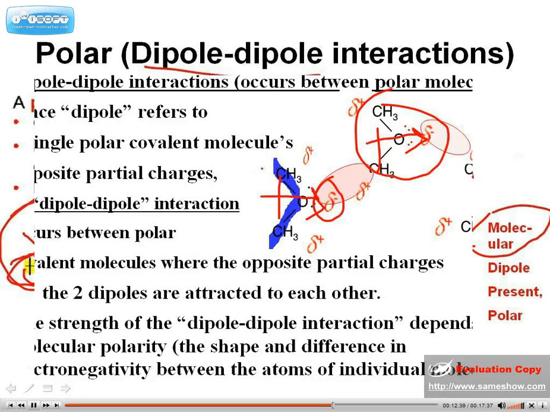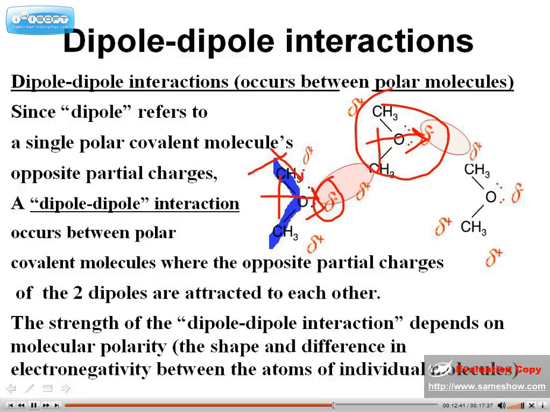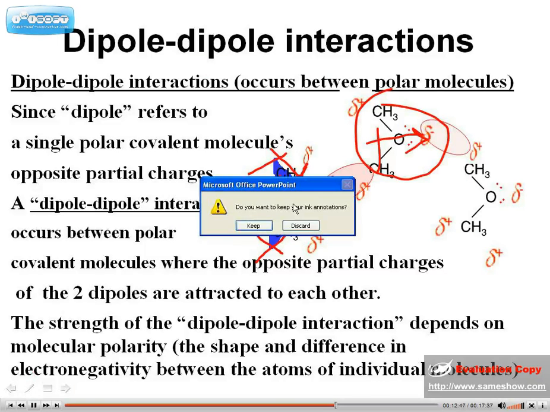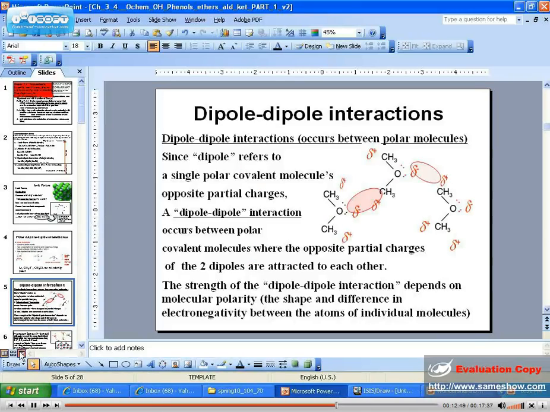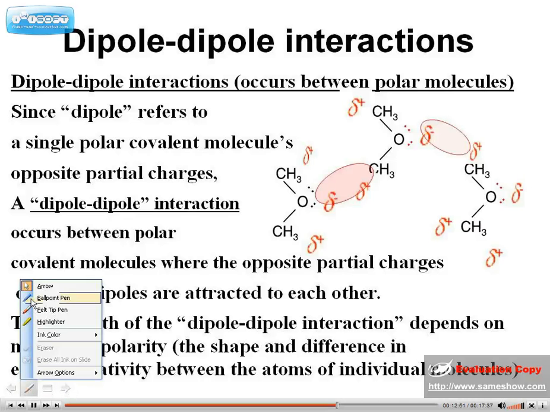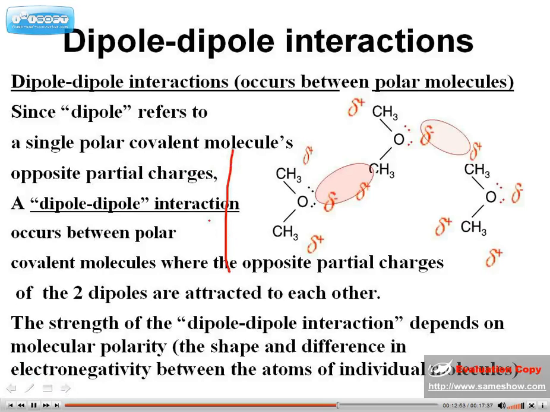Again, same example going back to this one. We have two dipoles. This is a bent structure. So there is an overall, let me go ahead and erase all the ink, there is an overall dipole-dipole for that molecule. Opposite charges attract, and therefore this could be considered a dipole-dipole interaction.